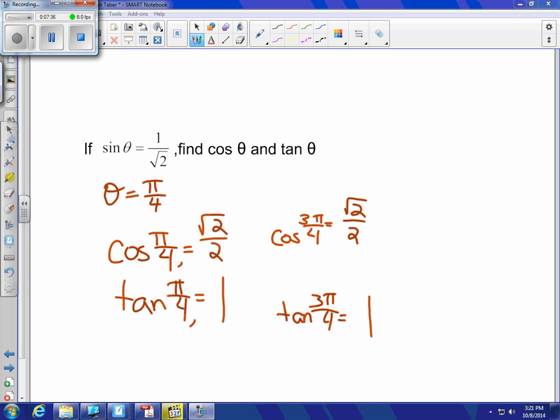Well, cosine, where was I? Cosine is not positive in our second quadrant, right? So that means this is negative. What about tan? It's not positive in our second quadrant, so it's negative, right? Okay, so let's do one more example.